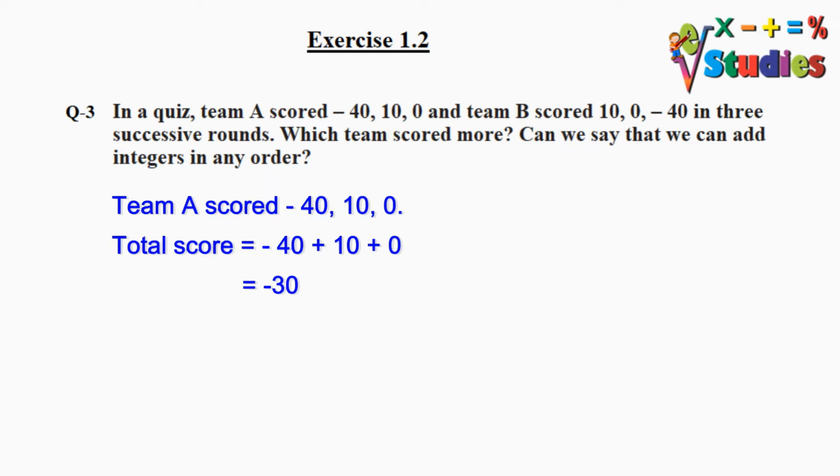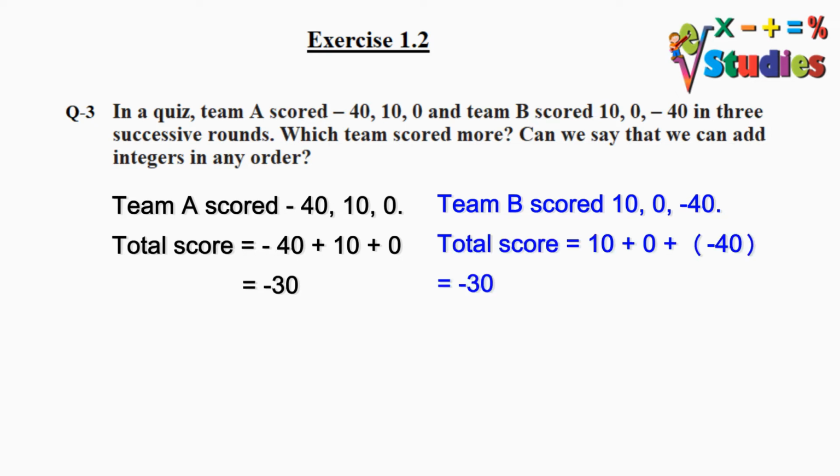us -30 as the answer. And for team B, which scored 10, 0 and -40, if we perform the addition on them, it is -30. So the scores of both teams are equal.